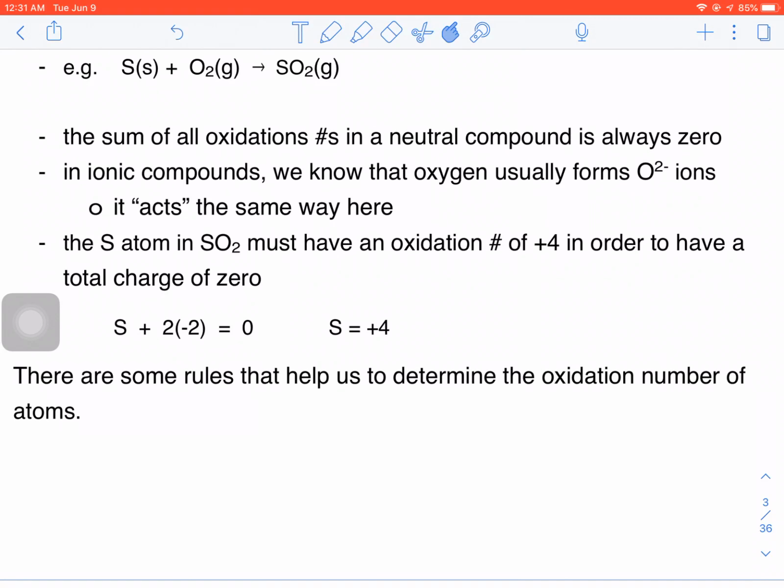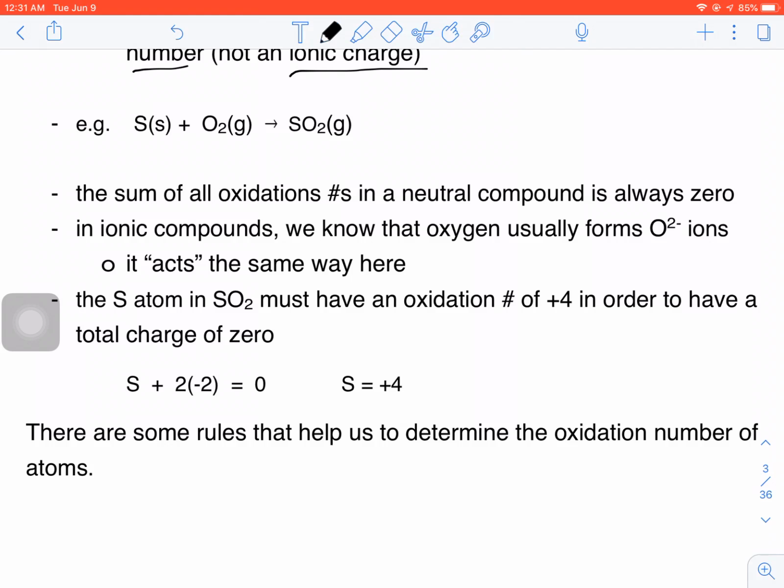So what I know is for a neutral compound like sulfur dioxide here, it's got no charge. It's just a compound. The atoms are sharing their electrons. Because of that, I know that all the oxidation numbers in that compound have to add up to 0. So this is going to be a little bit bizarre until we do a few examples, and then you'll realize it's pretty straightforward.